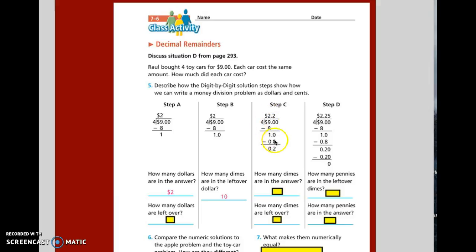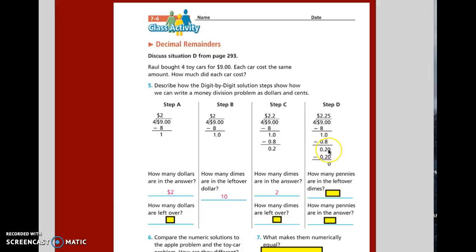4 times 2 is 8, and then I subtract. And I want you to notice 10 minus 8 is 2. I just keep moving that decimal down, okay? So how many dimes are in the answer now is the question. And now there's 2, all right? So then, last step, I come over here, I've subtracted to 2, and now I go ahead and divide again.